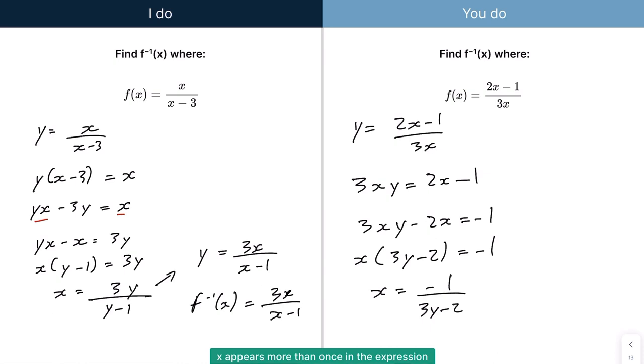And then with this, we can tidy this up a little bit, but what I'm going to do is just swap the x and y. So then that becomes y is equal to minus 1 over 3y minus 2, and that is your answer. So that just becomes f inverse of x is equal to minus 1 over 3x minus 2. Now we can tidy this up. We can multiply the top and bottom by minus 1 to get rid of the negative. So then the bottom becomes 2 minus 3x.